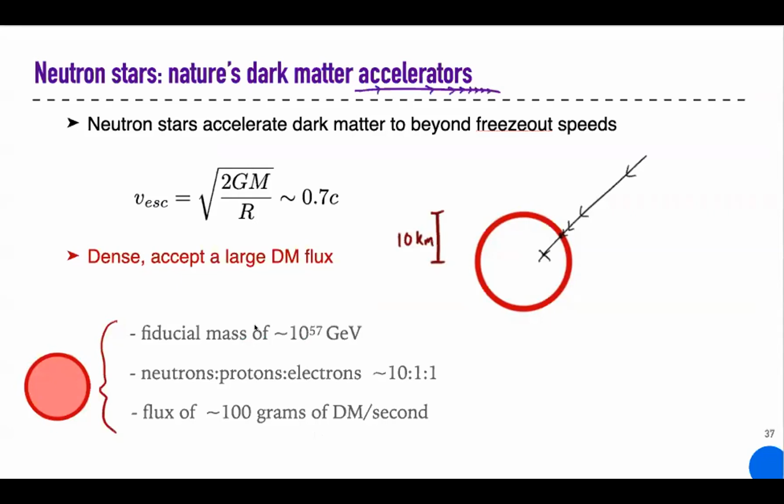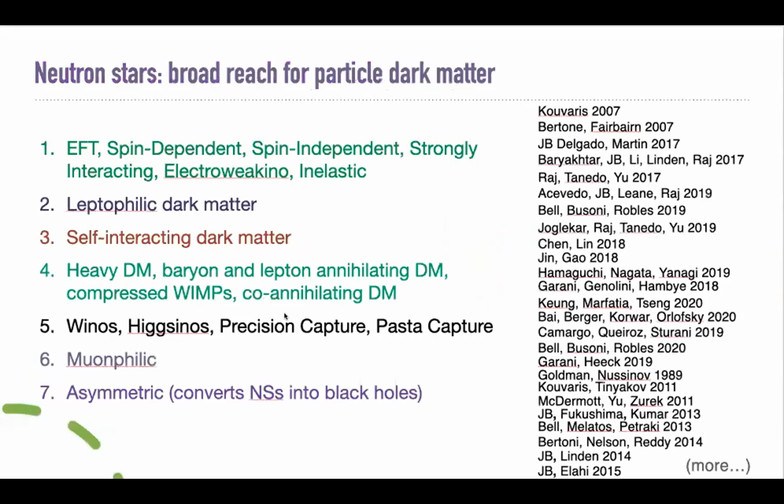They're dense and they accept a large dark matter flux. Of course, they have normal stellar parameters, besides the fact that they're very dense. So they have a very large fiducial mass to interact with. I'm just going to mention that there have been a ton of studies over the last few decades looking at how you can use neutron stars to look for dark matter. I've listed an incomplete list here.